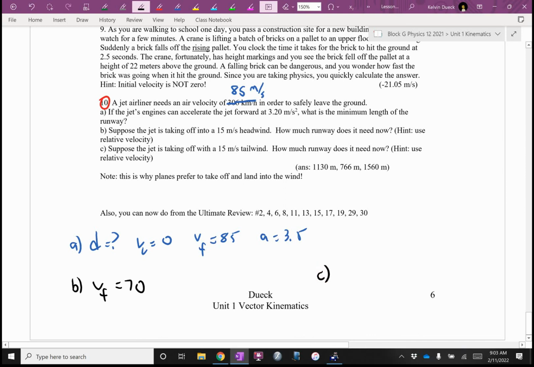For part C, with a tailwind, this is why planes always launch into the wind. You never launch in a tailwind. I'm actually traveling backwards relative to the wind because I've got a tailwind going this way. First, just to get to 0 in the air, I've got to go 15 meters per second. Then I've got to go an extra 85 meters per second. I'm going to have a Vf here of 100 meters per second before I can leave the ground. It'll take longer. Is that all right?